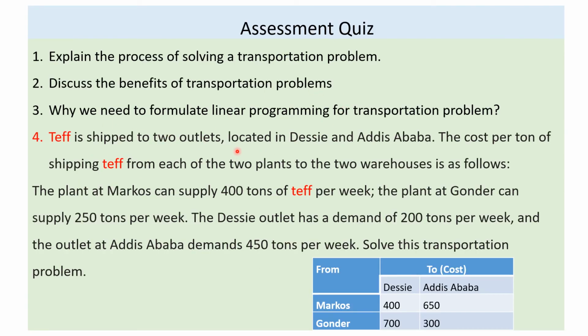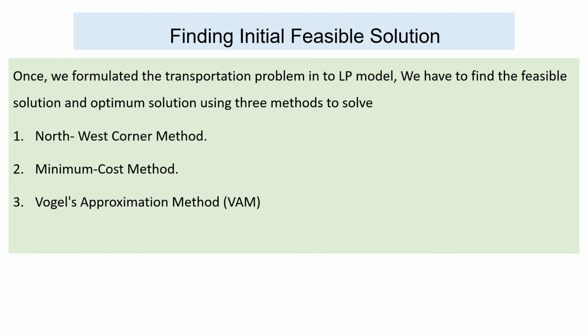We have already finished today's discussion, so try to do this assessment quiz, and if you encounter a problem, you can write in the comment box. Next time we will meet to find the initial feasible solution. Once we have formulated the transportation model today, next time we will find the initial feasible solution for the transportation problem using 3 methods, that is the northwest corner method, the minimum cost method, and Vogel's approximation method.